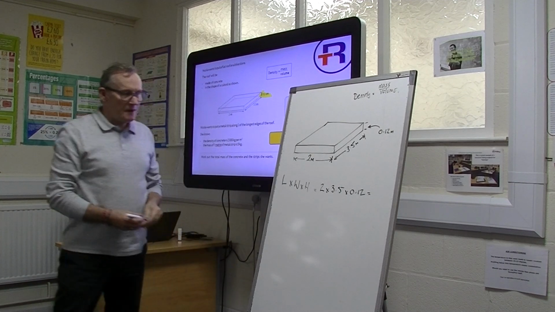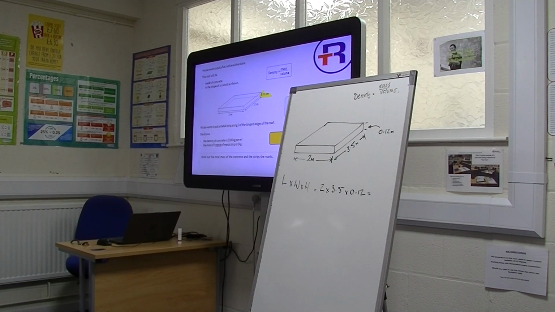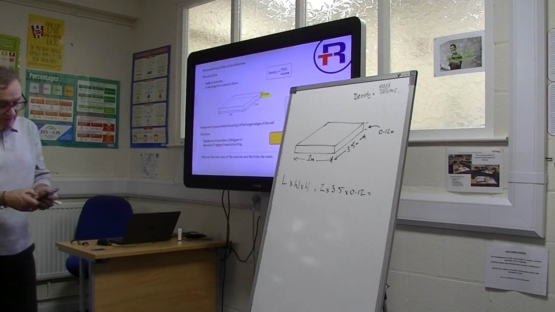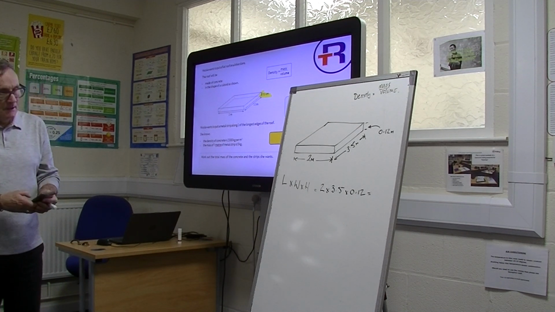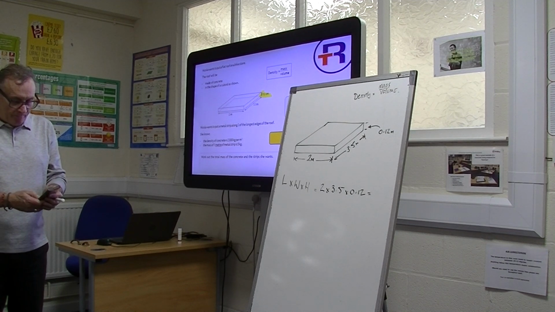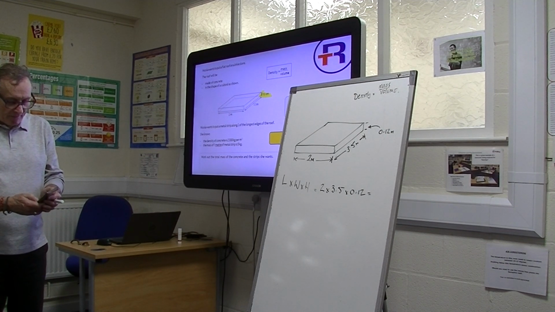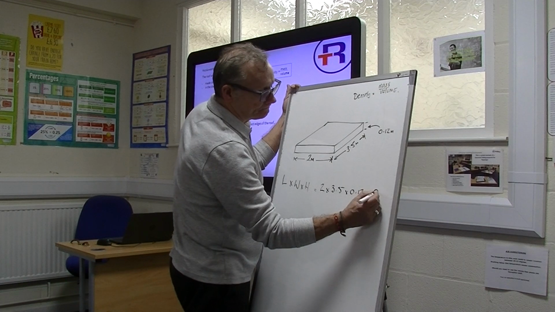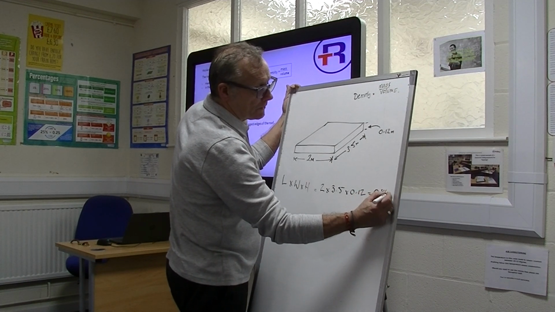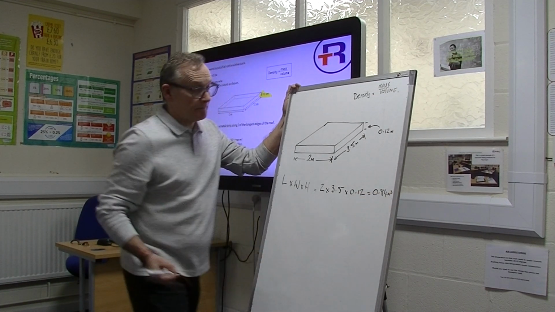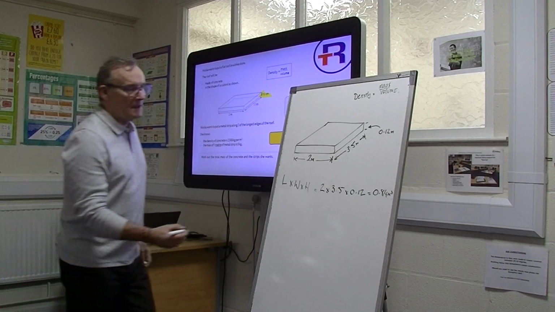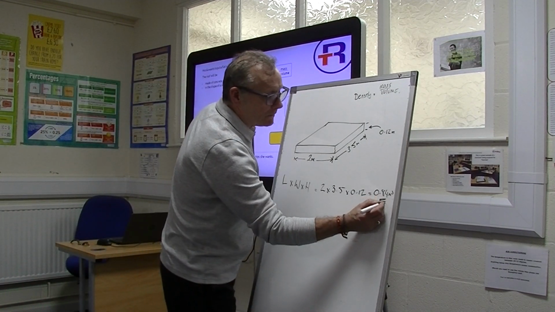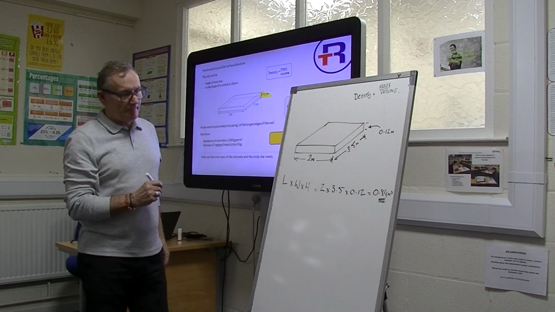Two times 3.5 times 0.12. That's the way I've written it down. You might have done it 3.5 times 2 times 0.12. That's entirely up to yourself. 2 times 3.5 times 0.12 equals 0.84 cubic metres. Okay? That's the volume of that.